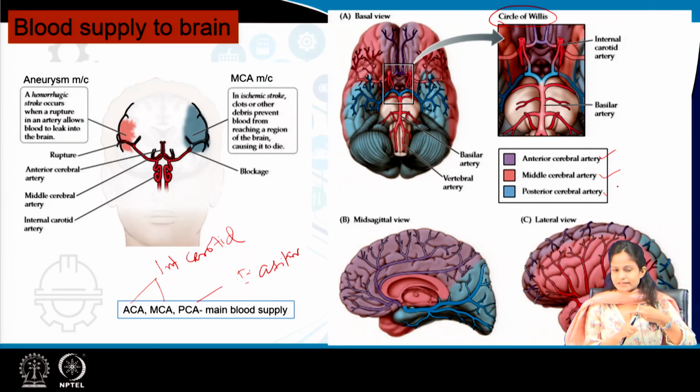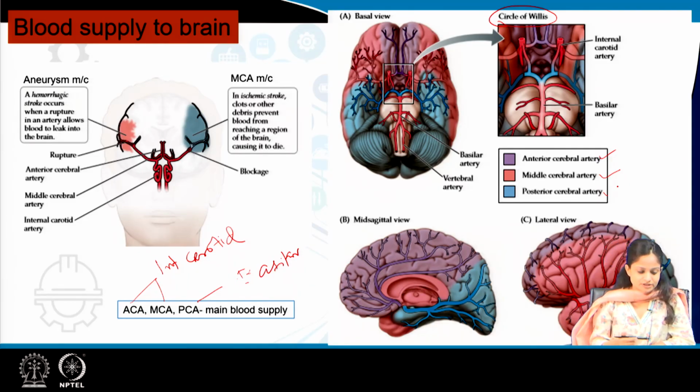Hemorrhagic stroke means whenever there is a rupture of blood vessel in our brain, that mainly happens because of hypertension. The most common cause is hypertension. But whatever be the cause, whenever there is a rupture of artery in our brain, that causes diffuse loss of blood inside our brain and surrounding tissues. So that causes hemorrhagic stroke, and the most important artery, that is posterior communicating artery, is responsible for this aneurysm.